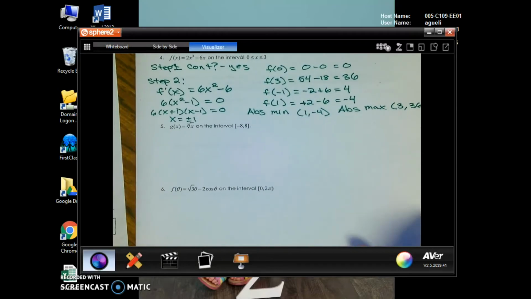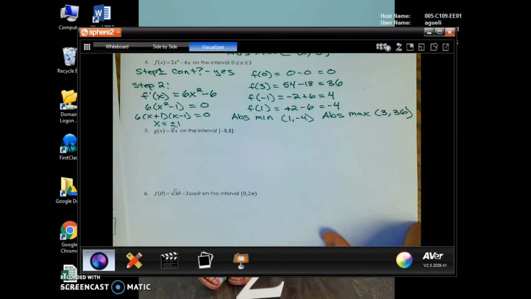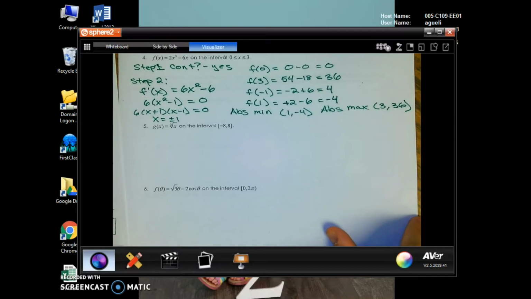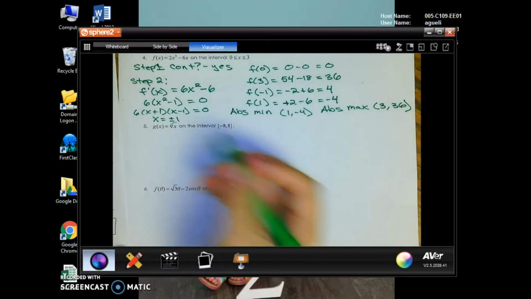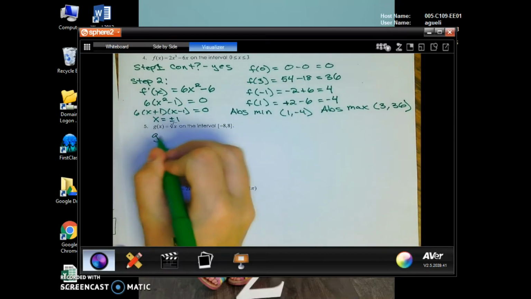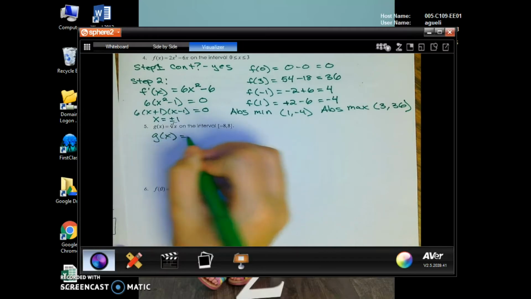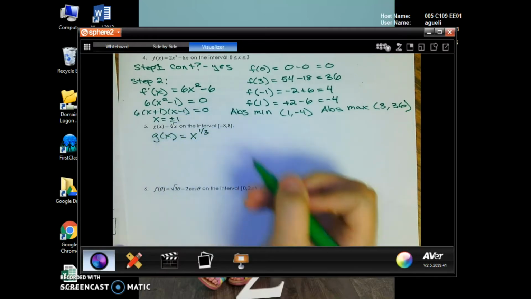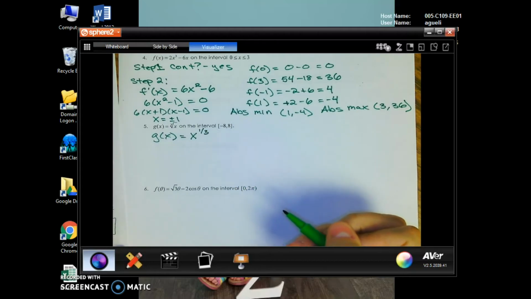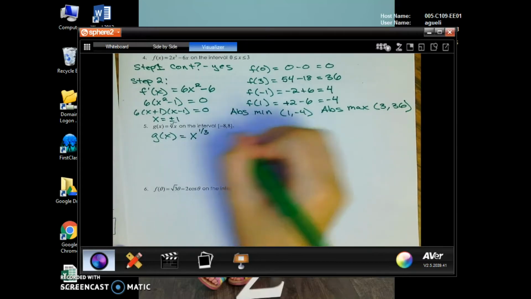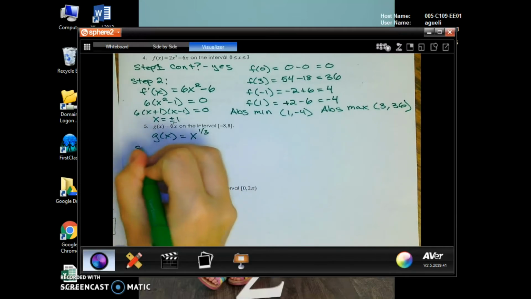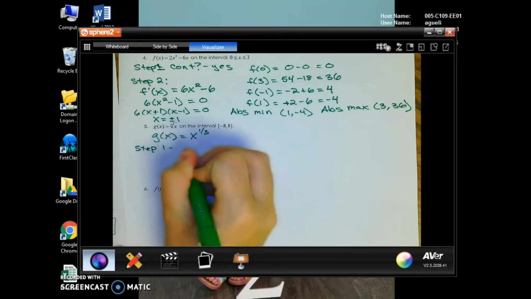All right, we'll scooch that down maybe a little bit. I might rewrite this original here. As soon as I see that square root, I automatically try to rewrite it with a rational exponent so that I can take a derivative. And again, don't forget, your step 1 should still be to say something about the continuity.